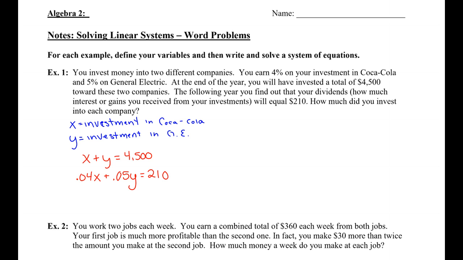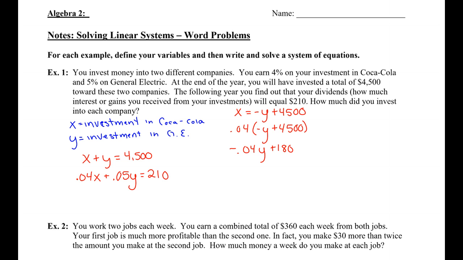I now need to use either elimination or substitution to solve for my variables X and Y. So I'm going to start by taking the first equation and solving it for X. Then I'm going to plug that into the second equation. So instead of X, I'm going to plug in negative Y plus 4,500. So I get negative 0.04y plus 180.